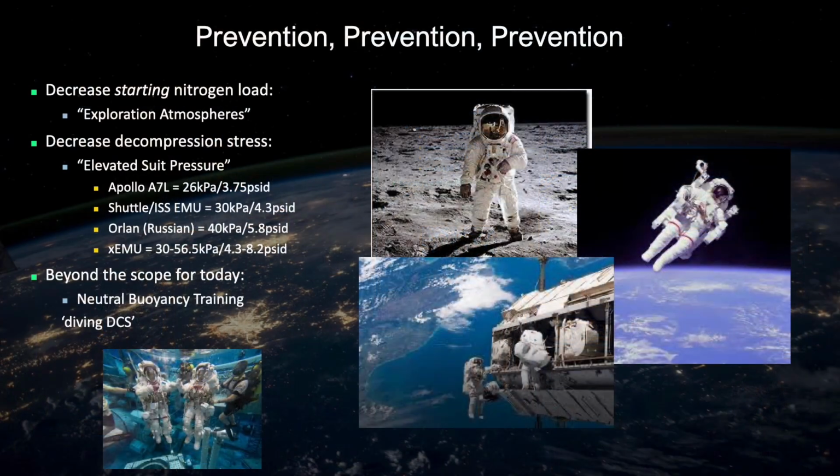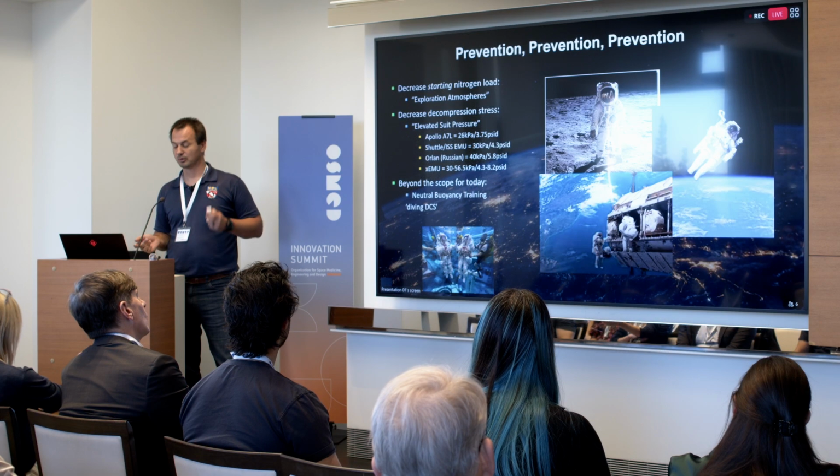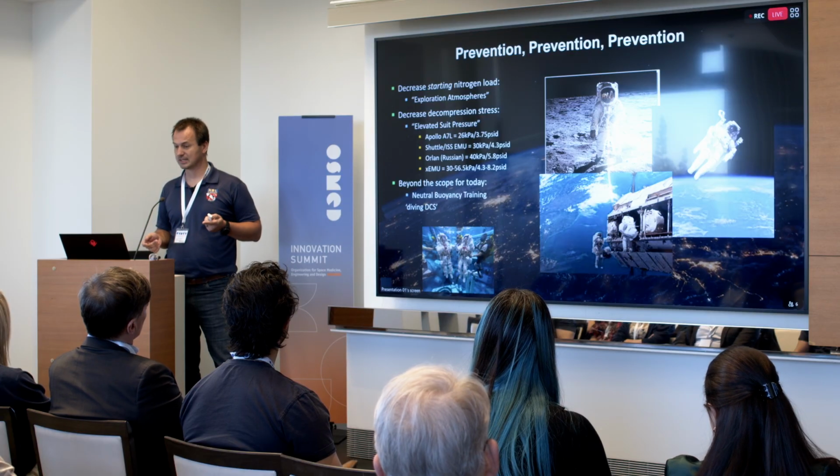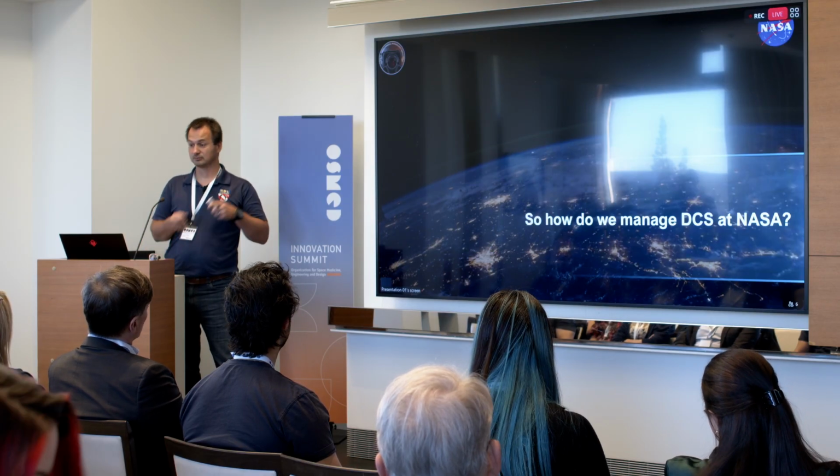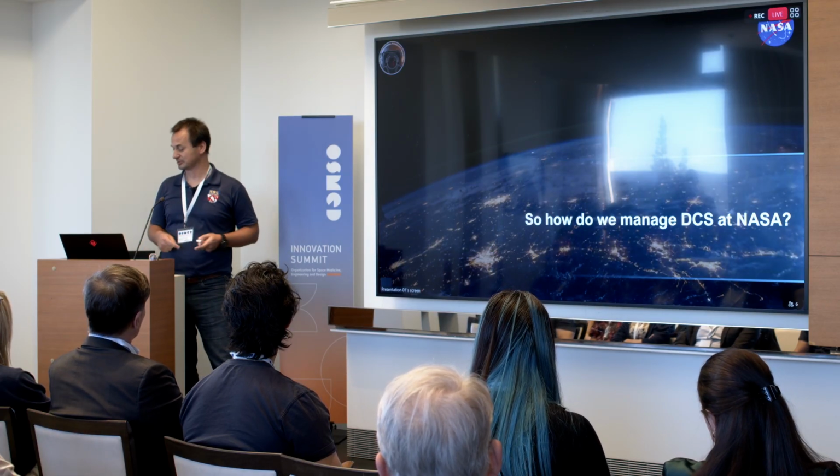We'll talk a little bit about exploration atmosphere in a moment, but also keep in mind the suits are not the same. The Apollo A7L suit worked at 3.7 psi. The current suit works at 4.3. Orlan, the Russian suit, works at 5.8. And the next generation suit we have goes anywhere from 4.3 to 8.2. We'll talk about what that means. We won't talk too much about the NBL, the Neutral Buoyancy Lab, which is the big pool, where we also do diving decompression sickness as well.